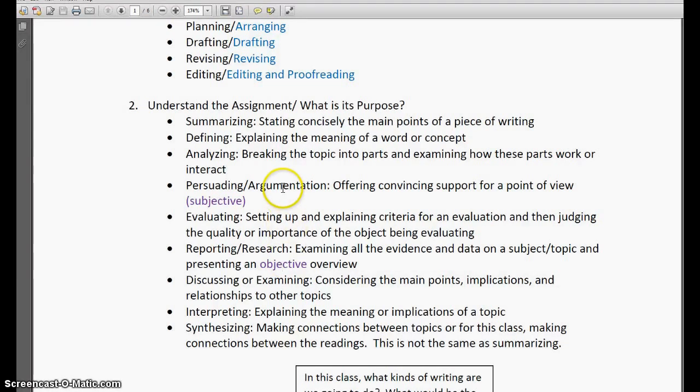However, up here at argumentation or persuading, you are going to be subjective. You do have a point of view that you want me to believe in. Therefore, you'll gather your information and then you'll present it as you're trying to persuade me.